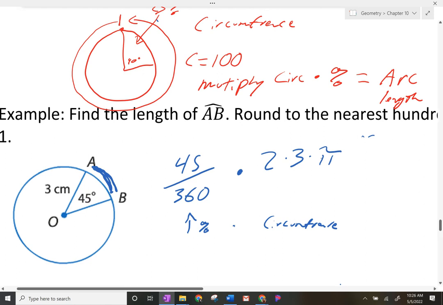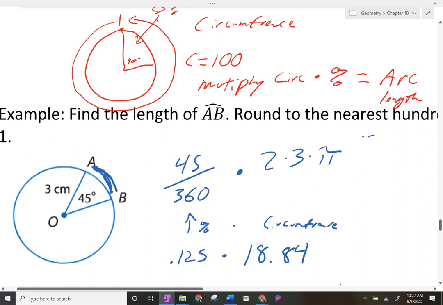That one gives me 0.125, and I'm going to leave it as that decimal. So that section's 12.5%, but I'm going to leave it as a decimal. So I got 0.125 from this. Now I'm going to multiply 2 times 3 times pi. So 2 times 3 times 3.14 is 18.84. It does want us to go to the nearest hundredth.